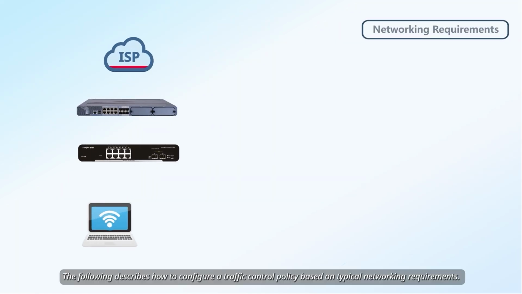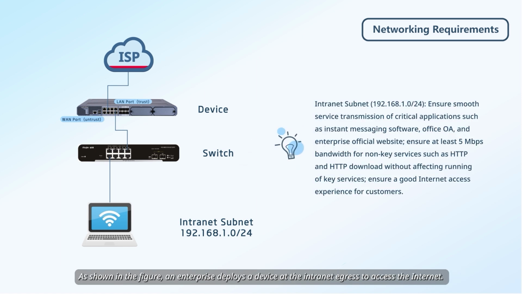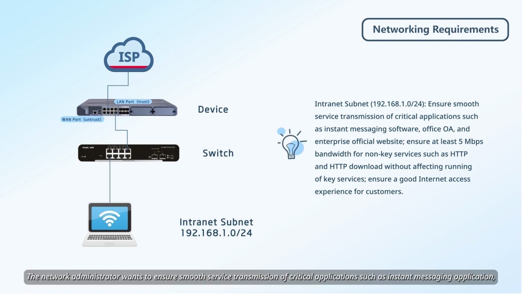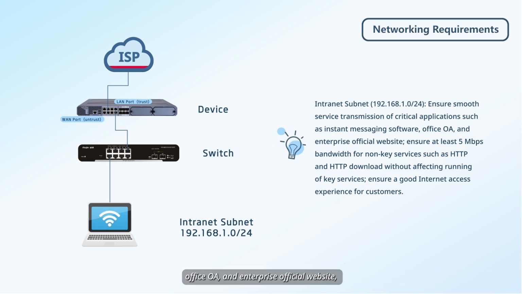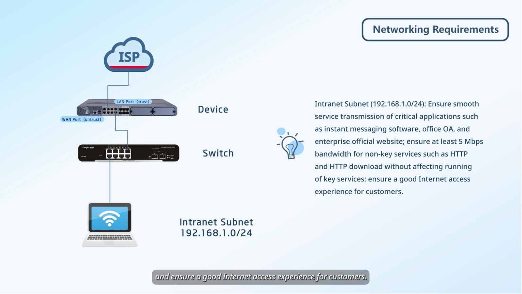The following describes how to configure a traffic control policy based on typical networking requirements. As shown in the figure, an enterprise deploys a device at the intranet egress to access the internet. The network administrator wants to ensure smooth service transmission of critical applications such as instant messaging application, Office OA, and enterprise official website, ensure at least 5 megabits per second bandwidth for non-key services such as HTTP and HTTP download without affecting running of key services, and ensure a good internet access experience for customers.